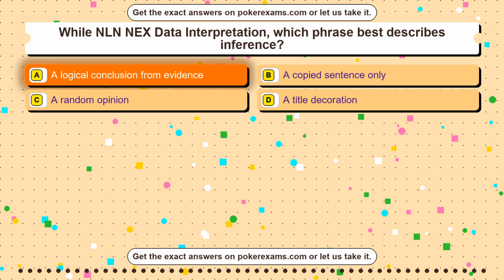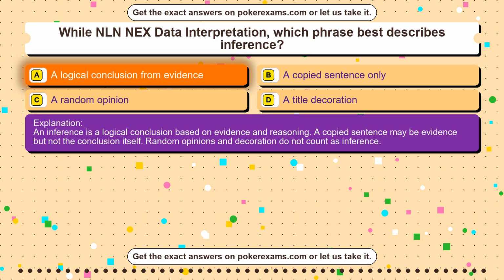A logical conclusion from evidence. An inference is a logical conclusion based on evidence and reasoning. A copied sentence may be evidence but not the conclusion itself. Random opinions and decoration do not count as inference.